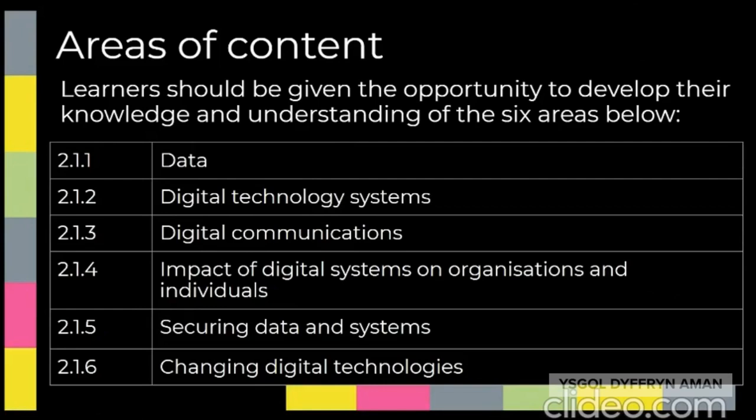The impact of digital systems on organisations and individuals, which covers changing working practices, benefits provided by digital systems, and the implementation of digital systems. Securing data and systems, which covers digital footprints, threats to data, and cybersecurity. Changing digital technologies, which includes robotics, autonomous vehicles, virtual and augmented reality, and artificial intelligence.